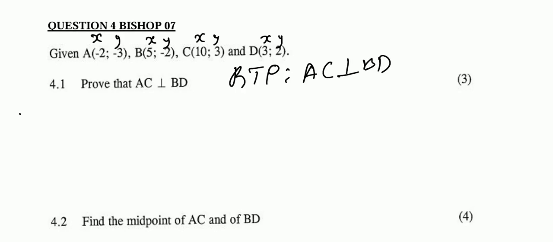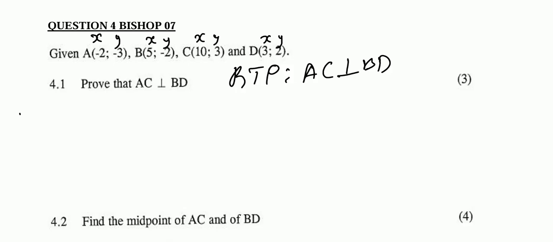We have x, we have y, for each point. Now, the first question is saying, prove that AC is perpendicular to BD. So we are required to prove, RTP means required to prove, that AC is perpendicular to BD.